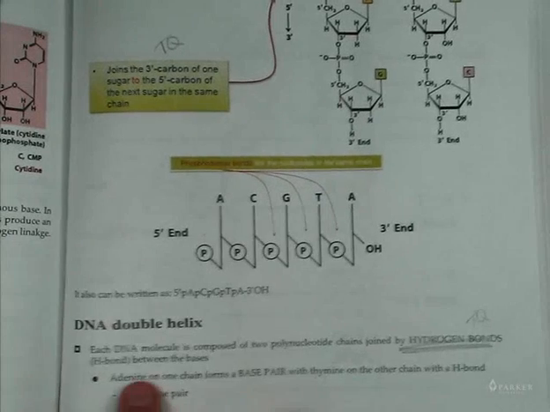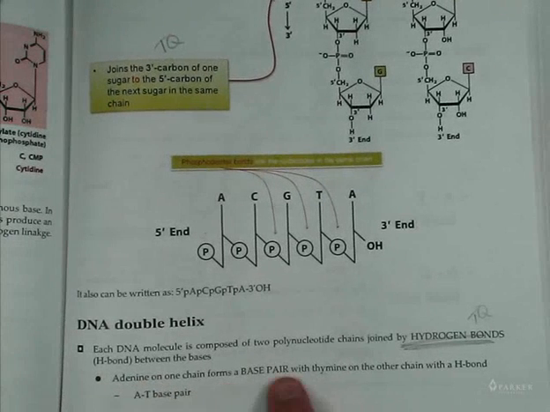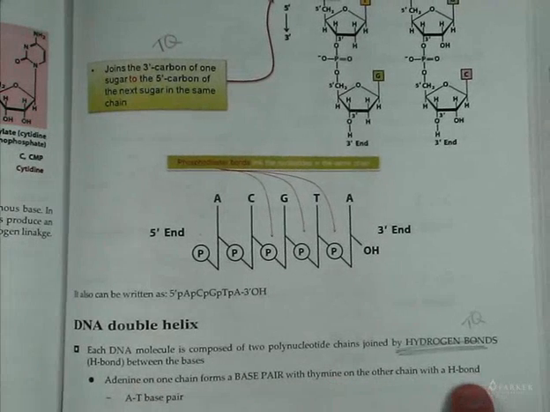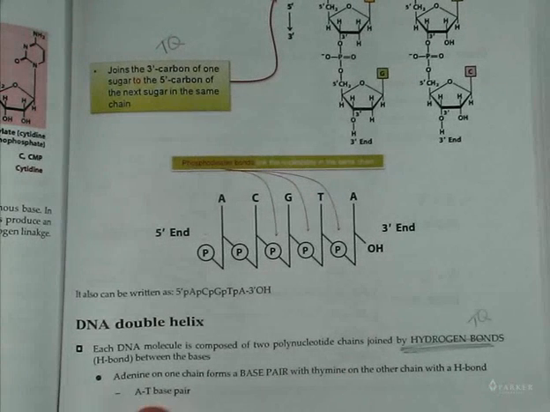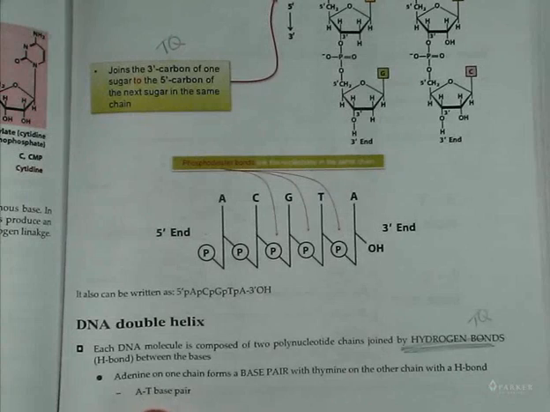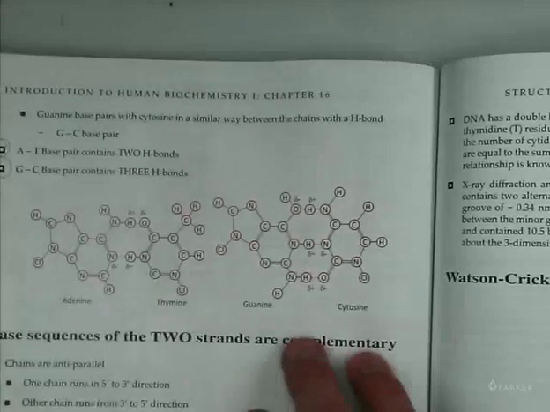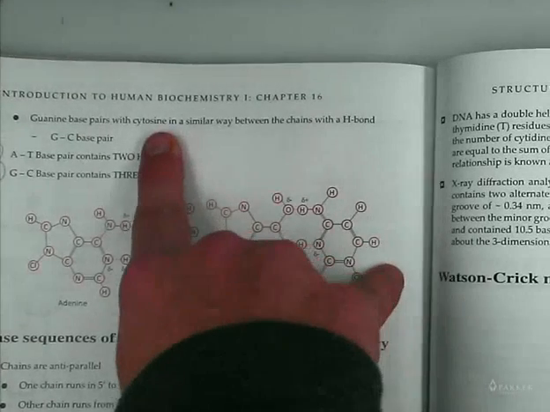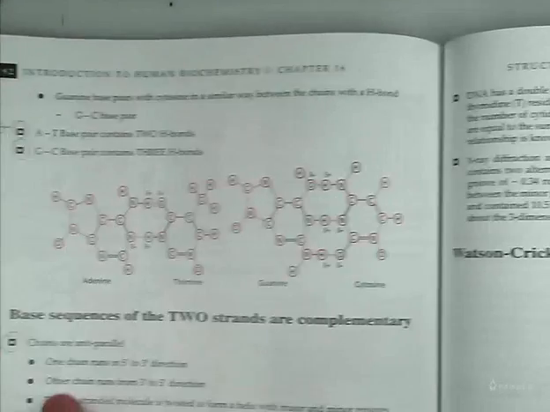And they pair in a really specific way. The adenine on one chain forms a base pair with the thymine on the other chain with that hydrogen bond. So A and T, adenine and thymine, are always paired together. And guanine always pairs with cytosine.